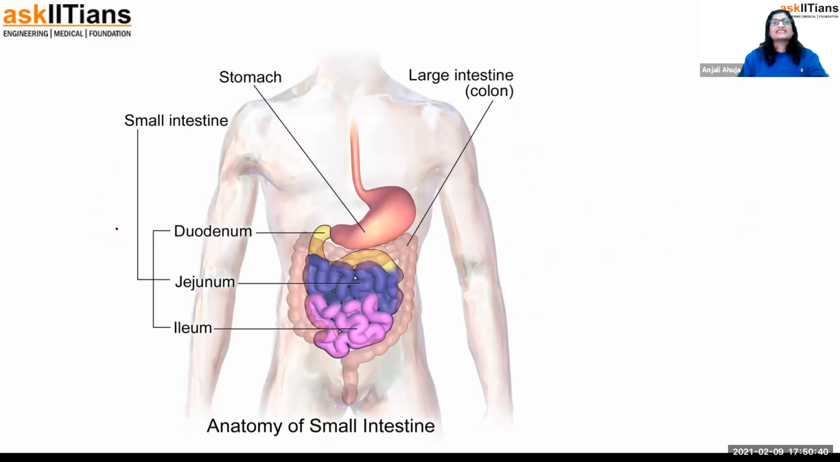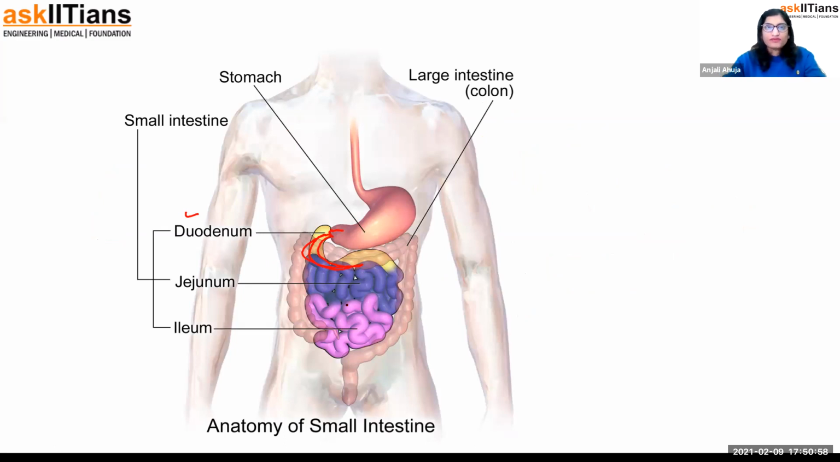Now the next thing is the small intestine. From the stomach, food is taking entry into the small intestine. The small intestine mainly includes three parts: the duodenum, which appears C-shaped or U-shaped, whatever you say, then the jejunum and then the ileum.